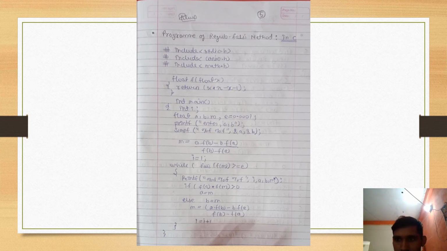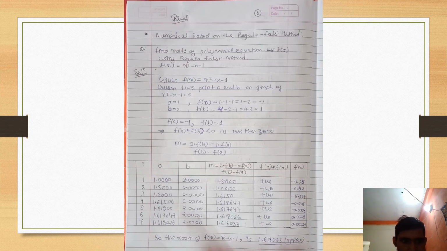of the regula falsi method. And we have a small numerical of a polynomial solved by the regula falsi method. Find the roots of a polynomial equation f of x using the regula falsi method. f of x equal to x cube minus x minus 1 given. We have given a function f of x equal to x square minus x minus 1.